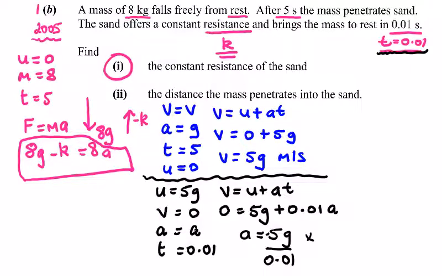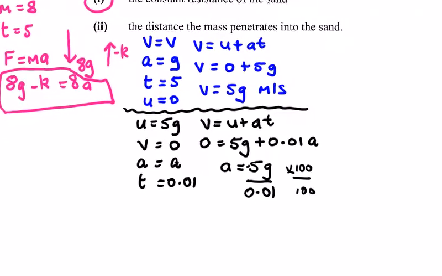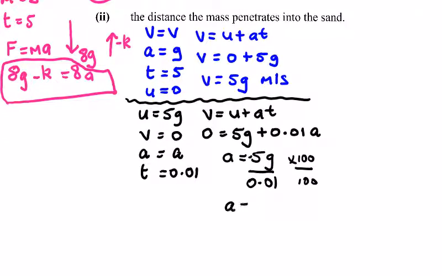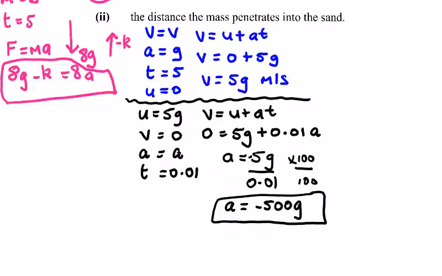To simplify that, we multiply top and bottom by 100 to get rid of the 2 decimals. So we're going to have 500g. a is equal to minus 500g, the acceleration when it hits the sand. Don't forget your units.